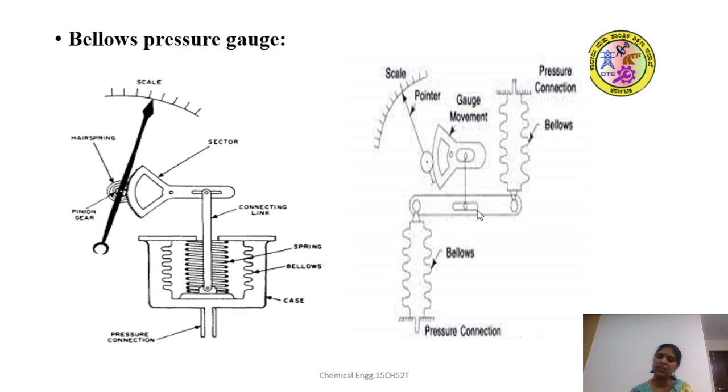These two bellows are in turn connected to the pinion arrangement, which in turn is connected to the pointer, and the pointer moves onto the scale. So the differential pressure applied onto either side of the equipment causes the pointer to move onto the scale. Thereby you can read the differential pressure which is fed at either end of the bellows differential pressure equipment.